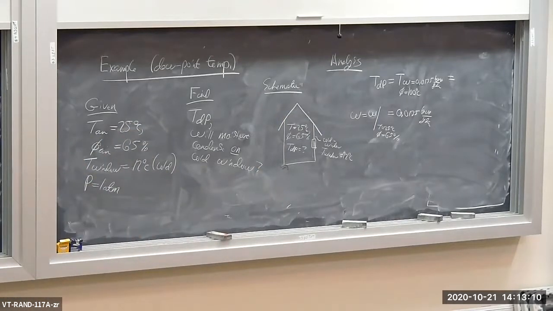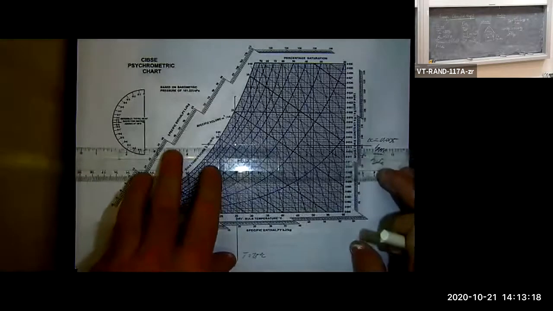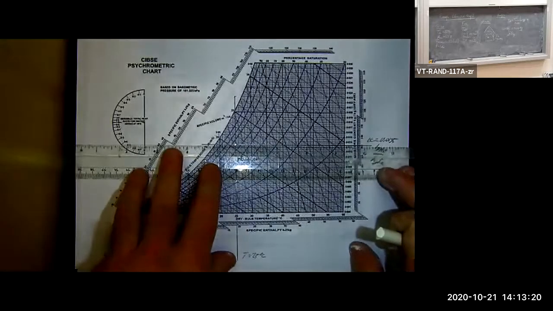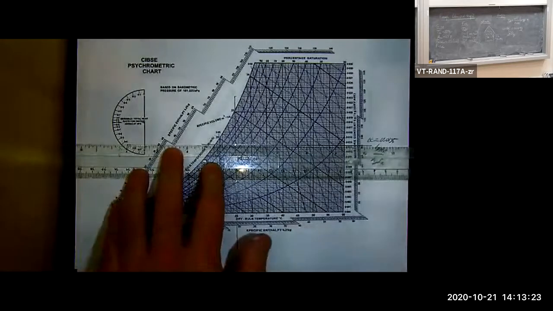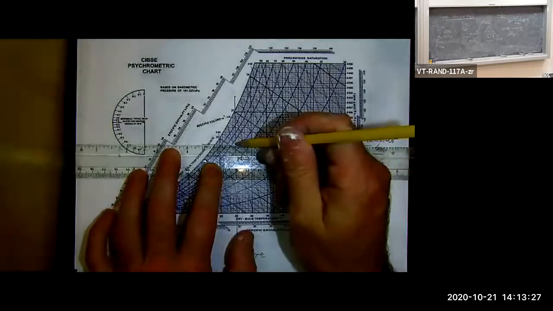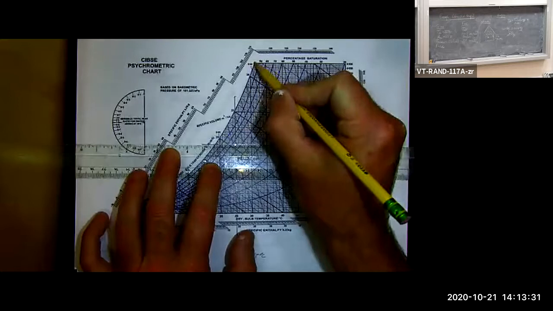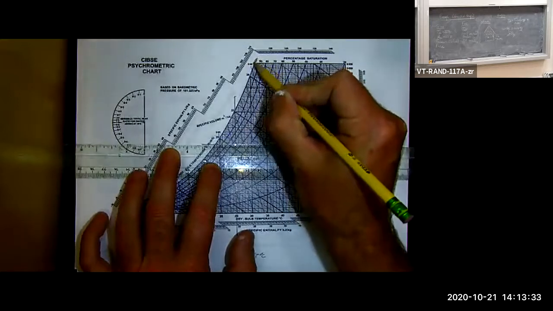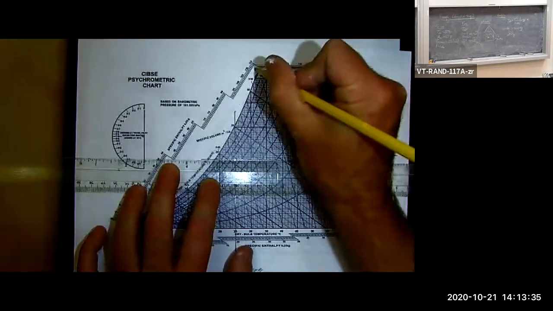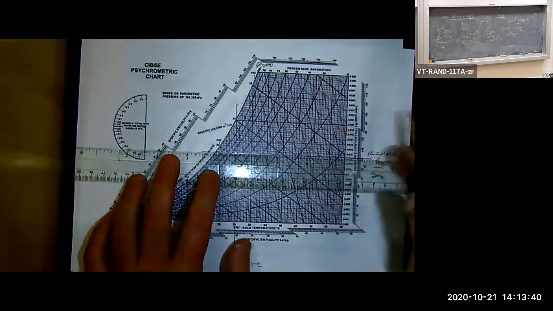Now what I'm going to do, I'm going to cool the air. I'm not going to change its composition. I'm not going to change its omega. I'm going to cool the air. I'm going to go along a line of constant omega, constant absolute humidity. So I'm going to start here and I'm going to move over here to 100%. So this is our saturation line. That is 100% relative humidity right there.